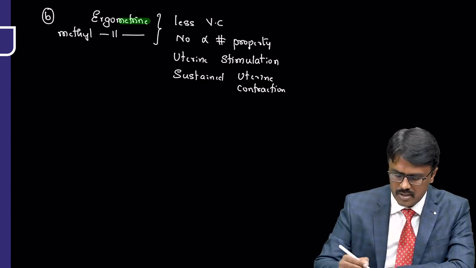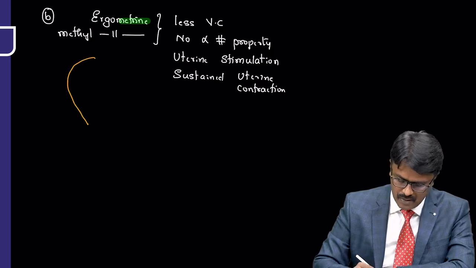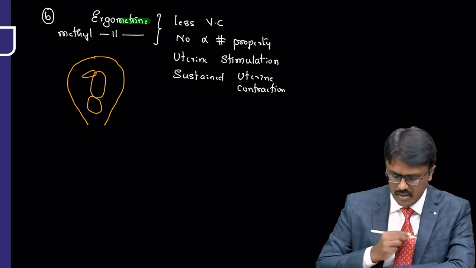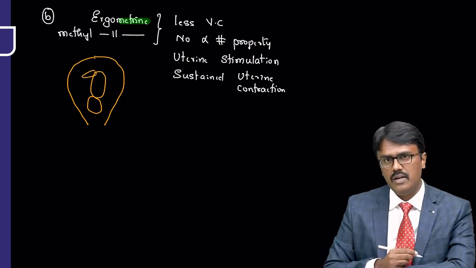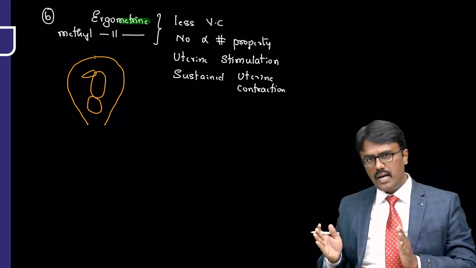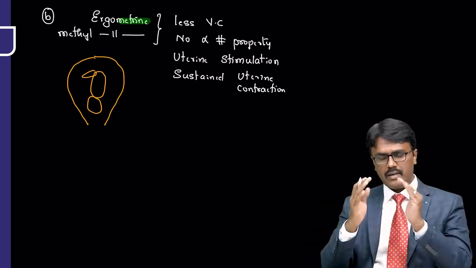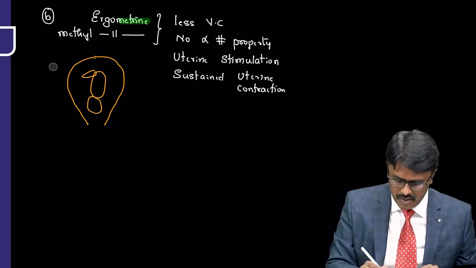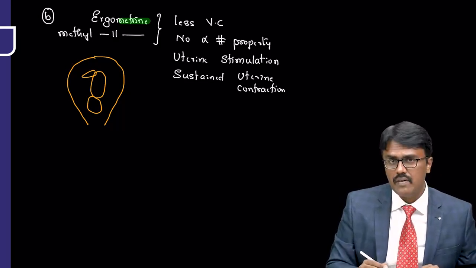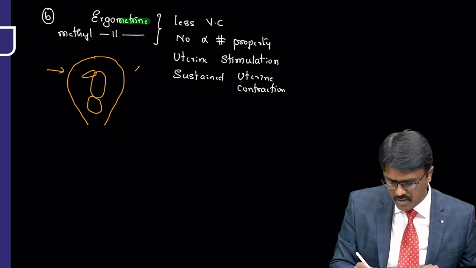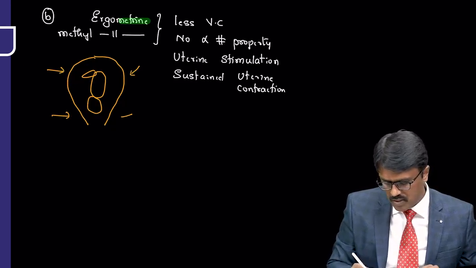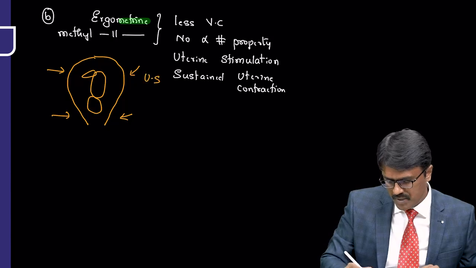So if I draw the uterus, see, this is the uterus and the baby is inside. Right. Now, actually, during delivery, what happens? The lower segment should relax, upper segment should contract. So when we give ergometrin, the upper segment also constricts, lower segment also constricts. So this is the upper segment, lower segment.